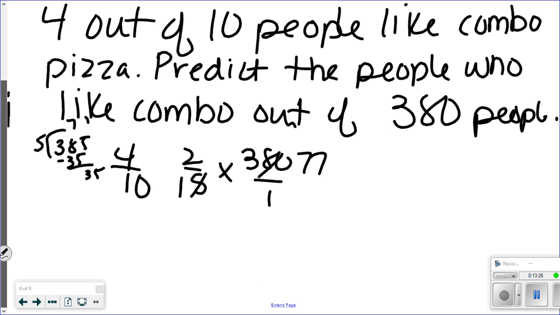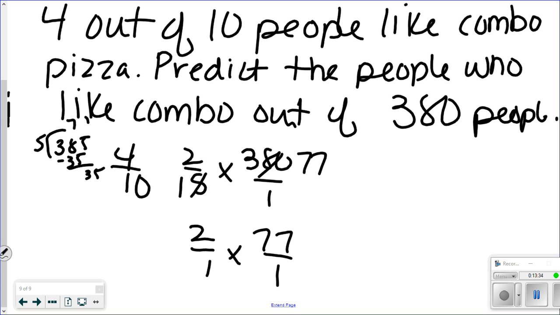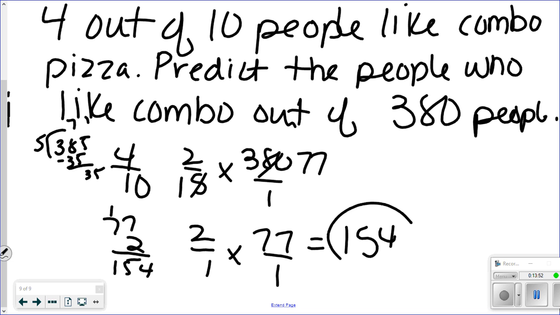I put this as a fraction, 380 over 1. Will the answer turn out unsimplified? It might if you don't reduce, and then you have to simplify at the end. So 77 times 2 is 154. So approximately 154 people like combo out of 380.